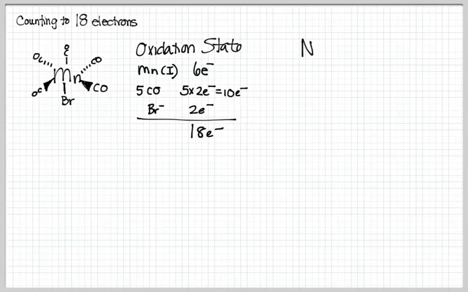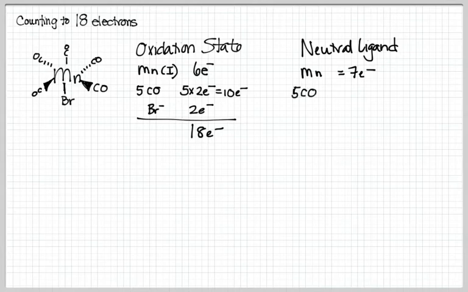In the neutral ligand model, we're going to go through a similar process. So we're going to think about manganese, but we don't care what its oxidation state is. Instead, we're going to say manganese is in group 7, so it has 7 electrons. And we have 5 carbonyl ligands, which are L-type ligands, and L-type ligands donate 2 electrons. And so we have 5 of them, so that's going to give us a total of 10 electrons.